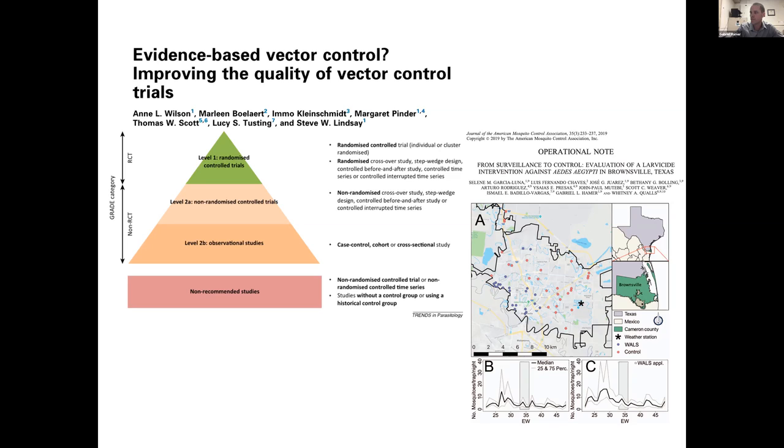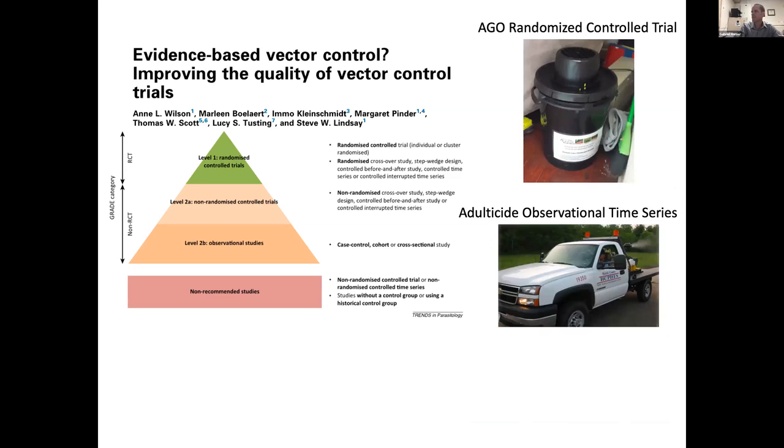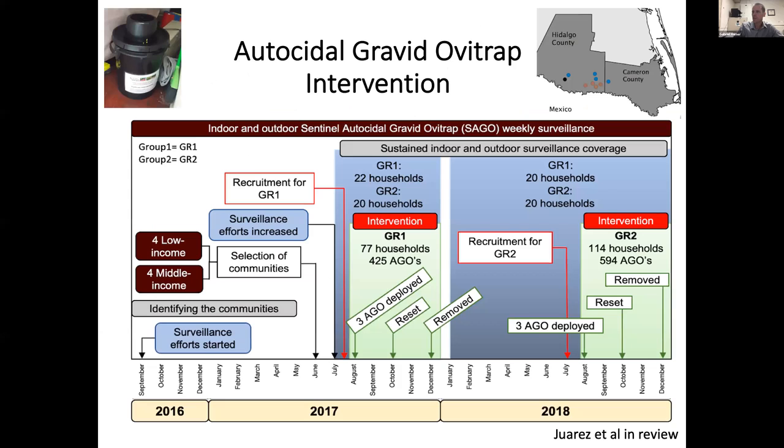And then I just want to focus a little bit more on the Harris County effort. Again, another observational data set, a very large one, looking at their adulticide use and its impact on Culex abundance and infection. And then, representative of the top of the triangle, a randomized control trial we did in South Texas using the autocidal gravid ovitrap. So that's what this study is.